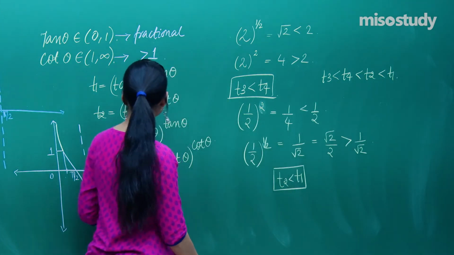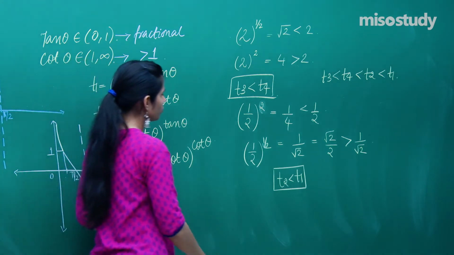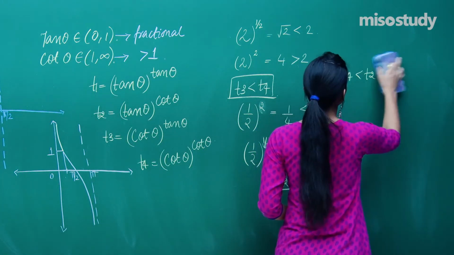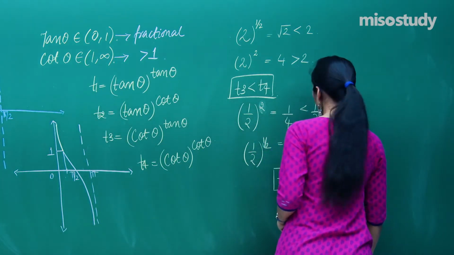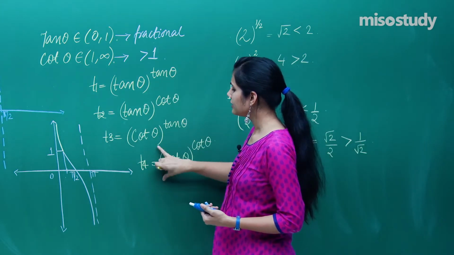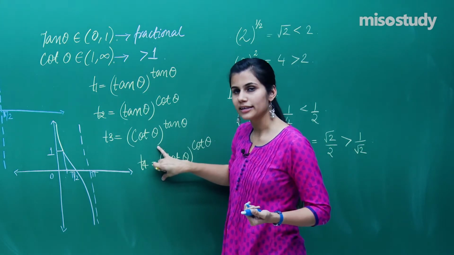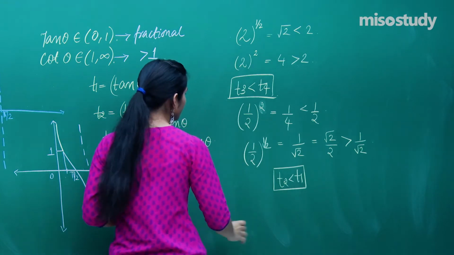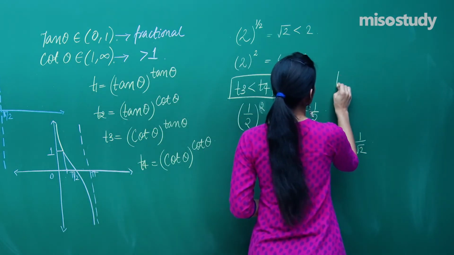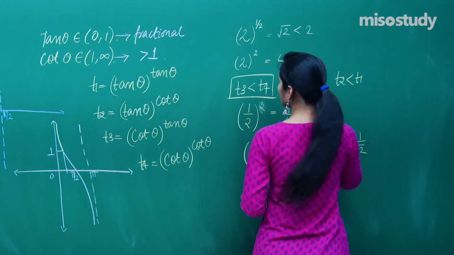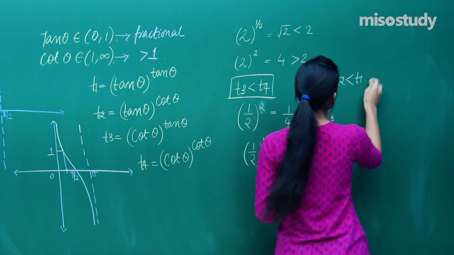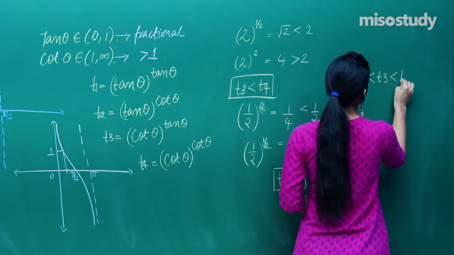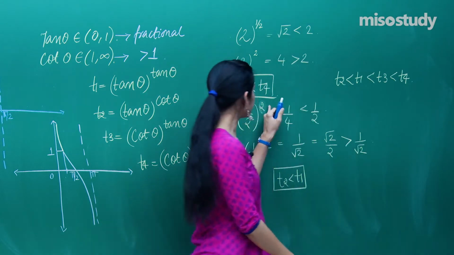Can I write it like this? No, I cannot write it like this. T2 and T1 are representing fractional values, and T3 and T4 are representing a base greater than 1. So you have T2 less than T1, T1 is less than T3, which is less than T4.